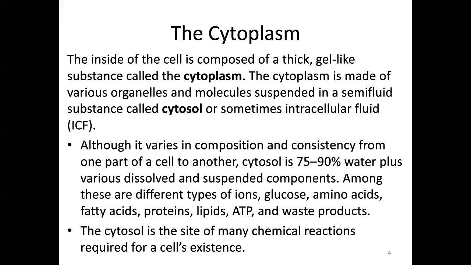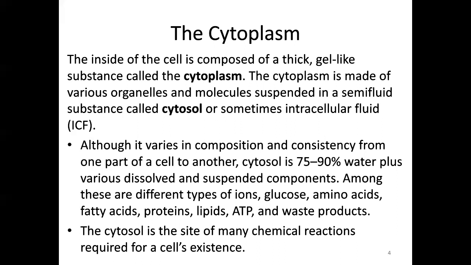Okay. Although it varies in composition and consistency from one part of a cell to another, cytosol is predominantly water, about 75 to 90%. Plus, it's got dissolved and suspended components. Those things would be ions like sodium, potassium, chloride, glucose, amino acids, fatty acids, proteins, lipids, ATP, and waste products. A lot of the stuff that we were just talking about in our previous lecture.